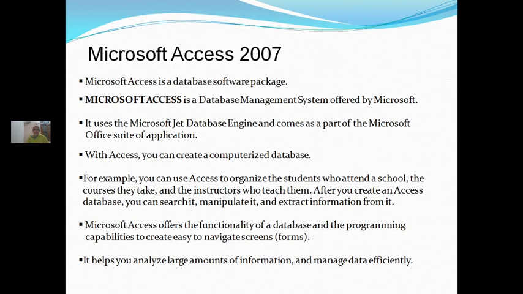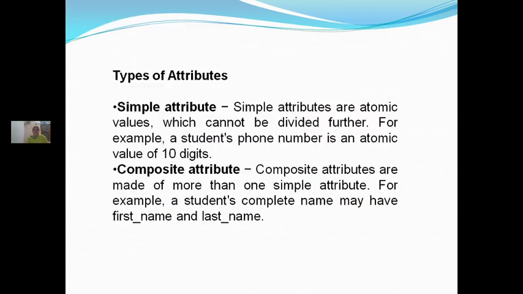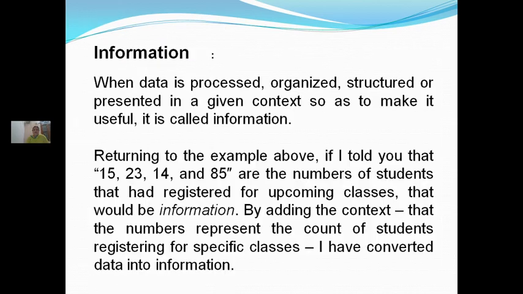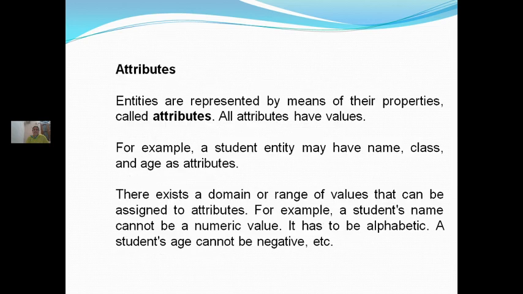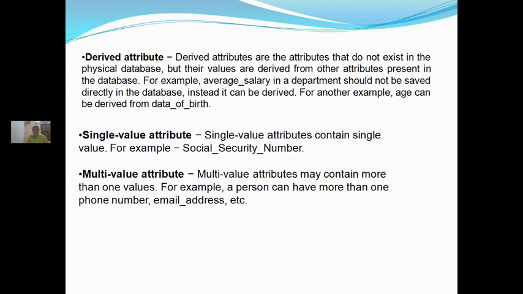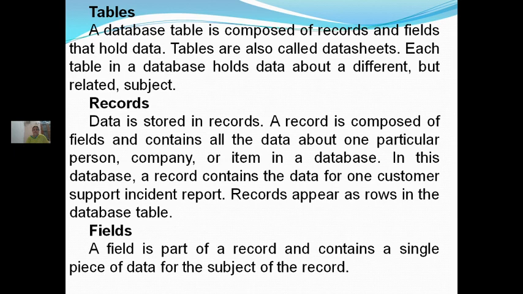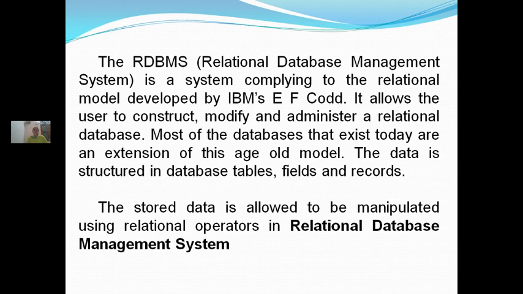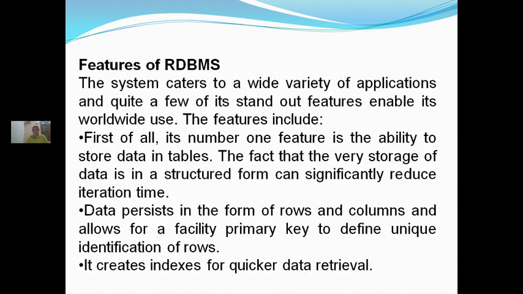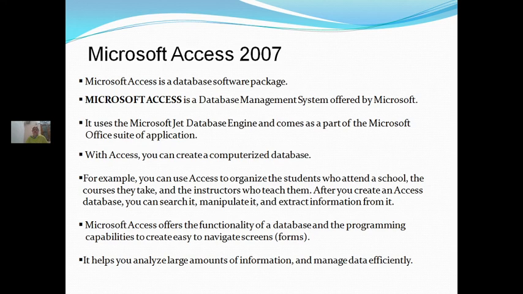Now, so till now we were discussing the definition of data, information, database, and explaining the terms entity, attribute, types, then tables, records, fields, forms, rows. Then we were discussing the definition of relational database management system, and we have also discussed the features of relational database management system. Now let us move to the next topic, Microsoft Access 2007.